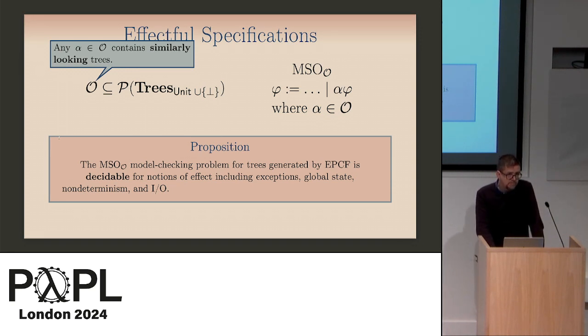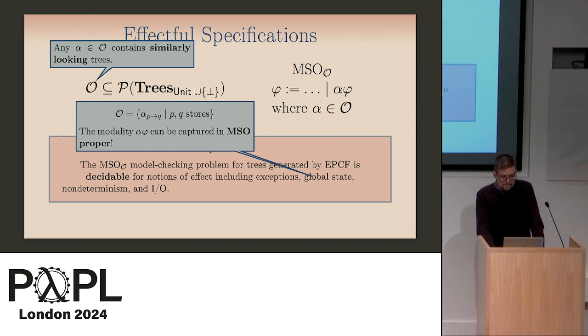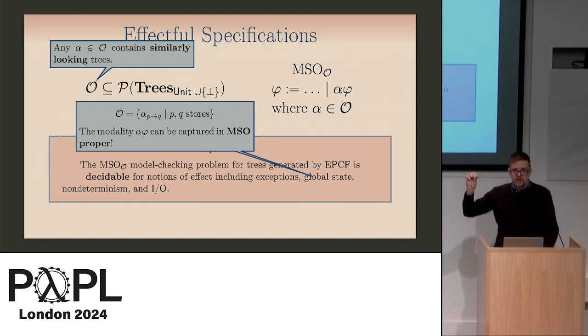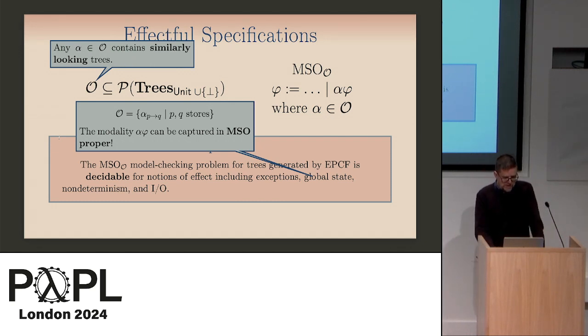And how did we prove that? We proved that by, for each of these effects, considering the underlying set of modalities O. For example, in the case of global states, this consists of the modality alpha P, Q, where P and Q are states. And this modality captures all trees which turn the state P into the state Q along the only, let's say, reasonable computation branch in the effect tree. And the thing is that all these modalities can be captured in MSO proper. So we can go back to MSO proper and use the old algorithm.